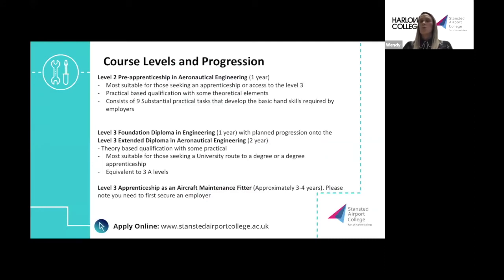We have a range of different courses on offer, and the course that is right for you will be dependent on your career aspirations and your individual needs. Firstly, I'd like to talk to you about our Level 2 pre-apprenticeship programme in aeronautical engineering. This is a one-year programme and is most suitable for those individuals that are seeking an apprenticeship. We've had a huge amount of success for our trainees on this programme, and in recent years, trainees have moved into apprenticeships with Ryanair, TUI, InFlight, GT Engines, Storm Aviation, Titan Airways, and many, many more high-profile international and global companies.